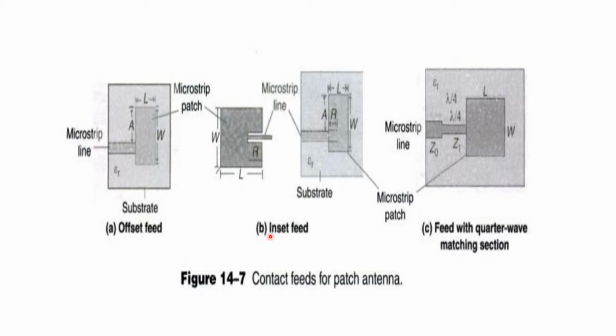Some of the popular feed techniques that have been used include microstrip line, then coaxial probe, aperture coupling, and proximity coupling. So the first two cases will fall under contacting schemes, and the other two will fall under non-contacting schemes.